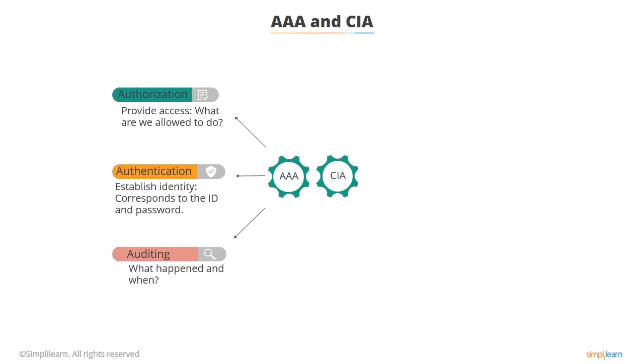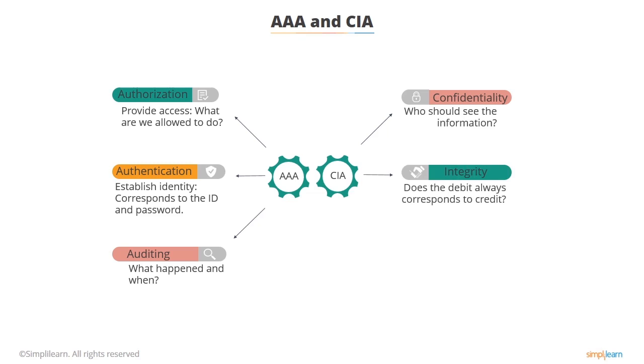The three others, CIA, confidentiality. Who needs to see the information and who shouldn't be able to see the information? Integrity. Does a debit always correspond to a credit? Availability. Is your system available all the time or sufficiently for the requirements of your customers?